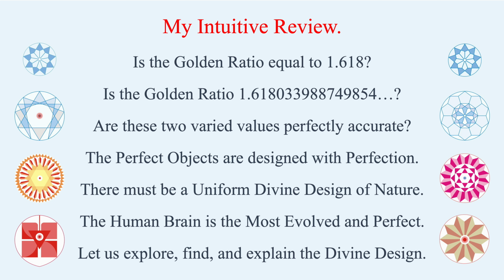Now my intuitive view is the golden ratio equal to 1.6, or the second one. Are these two varied values perfectly accurate? Perfect objects are designed with perfection, to the best of my knowledge. That is what Brahman Pindant is saying. There must be a uniform divine course because that is what I have been seeing since my childhood. And I do know nature by itself is very intelligent, perfect in mathematics.